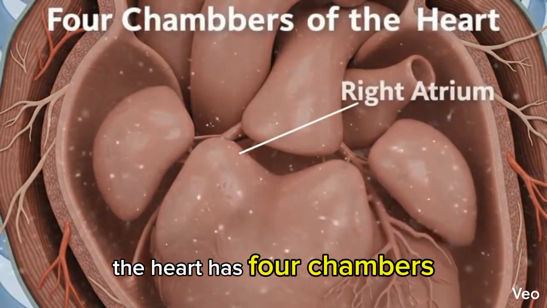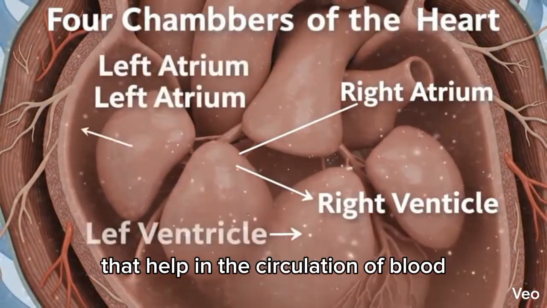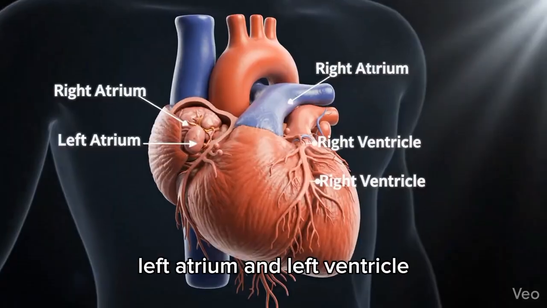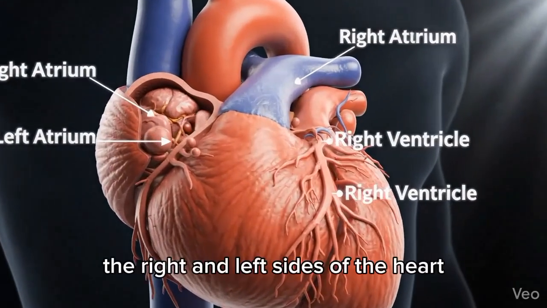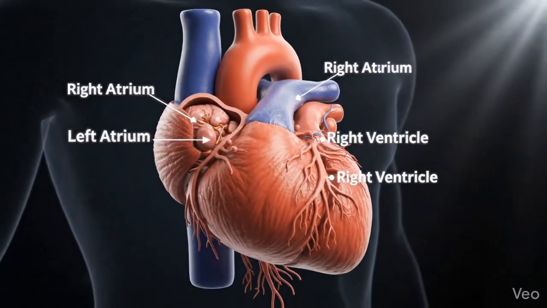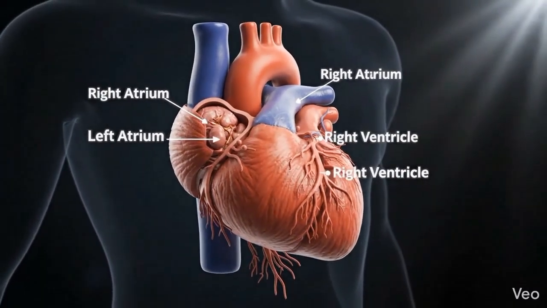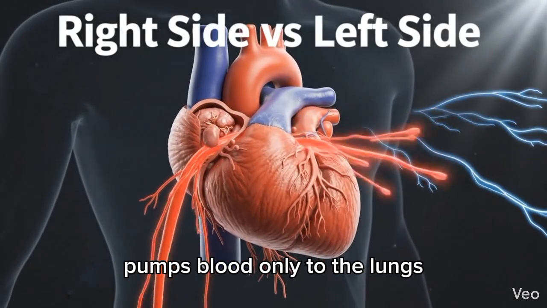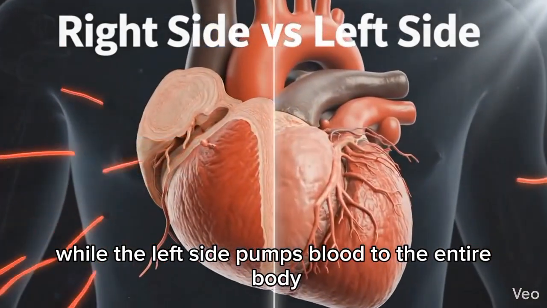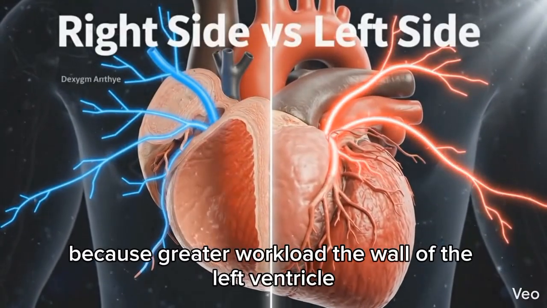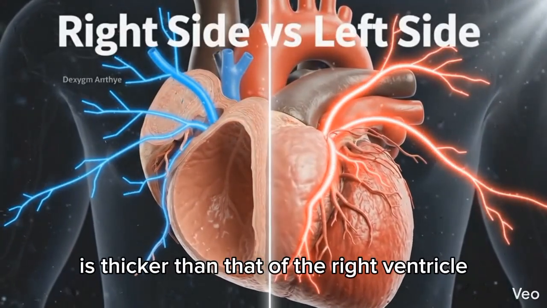The heart has 4 chambers that help in the circulation of blood: the right atrium, right ventricle, left atrium, and left ventricle. The right and left sides of the heart act as 2 separate pumps. The right side of the heart pumps blood only to the lungs, while the left side pumps blood to the entire body. Because of the greater workload, the wall of the left ventricle is thicker than that of the right ventricle.